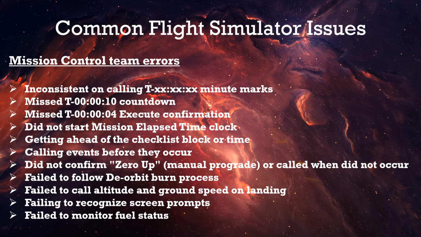Mission Control is responsible for starting the mission elapsed time clock. That's also known as the count up clock. Once it starts, everything is T plus. There's a button in the orbiter that you press to start it. When you're practicing, you can use a watch or a timer or anything, but get in the habit of specifically starting a mission elapsed time clock at T-minus 0.